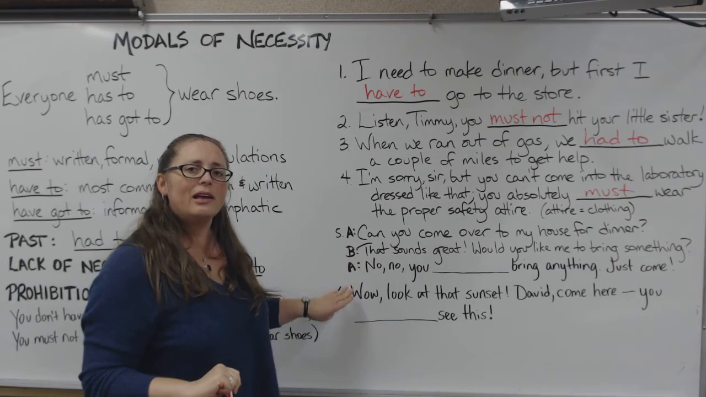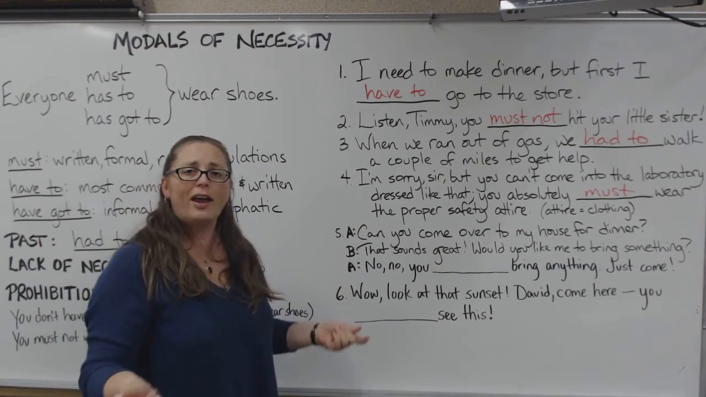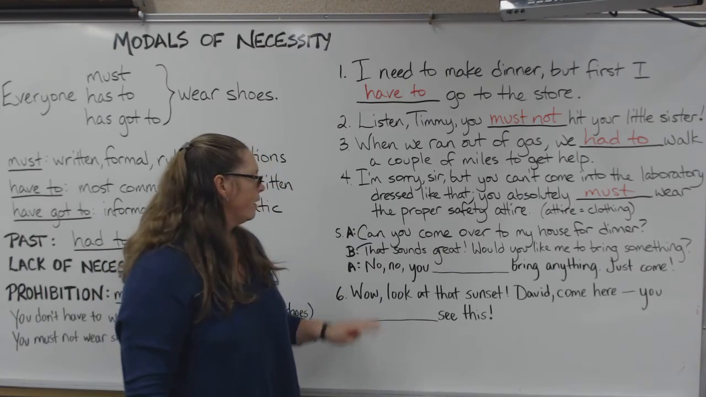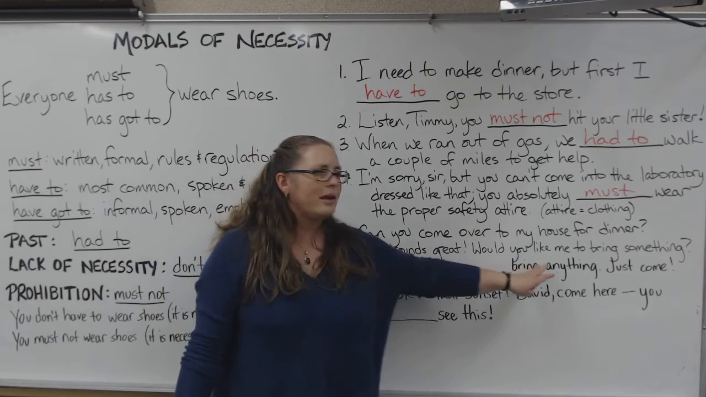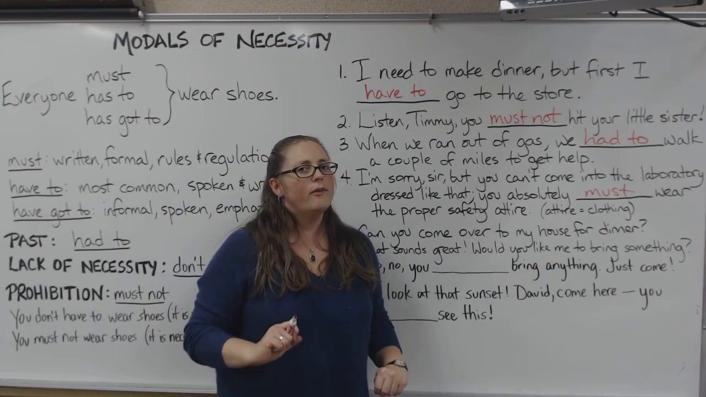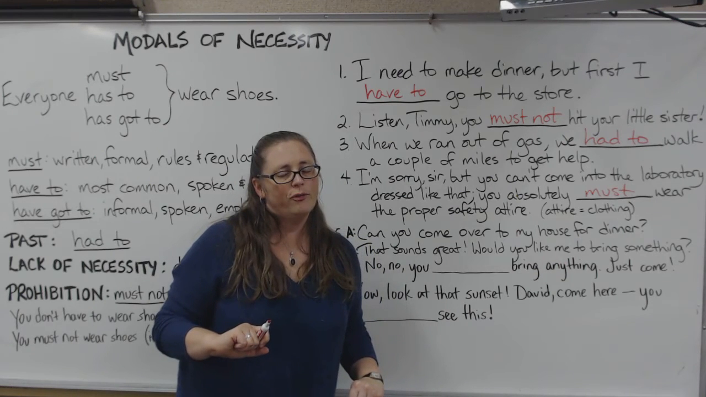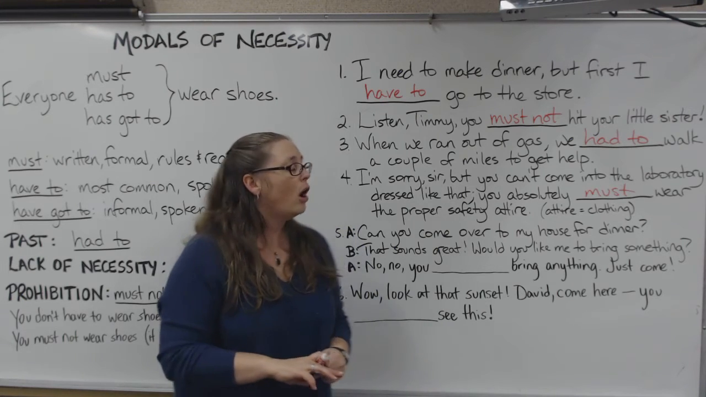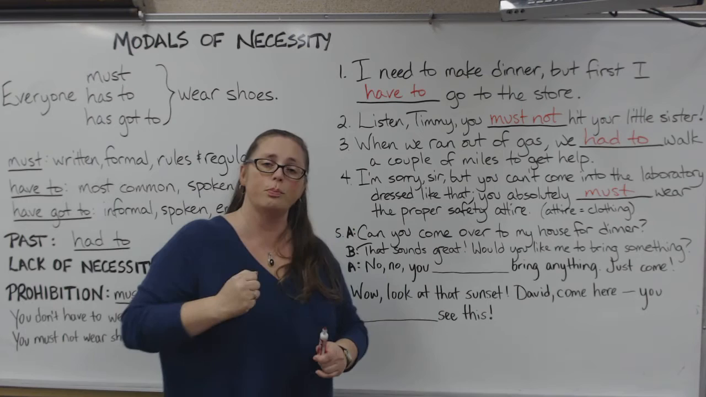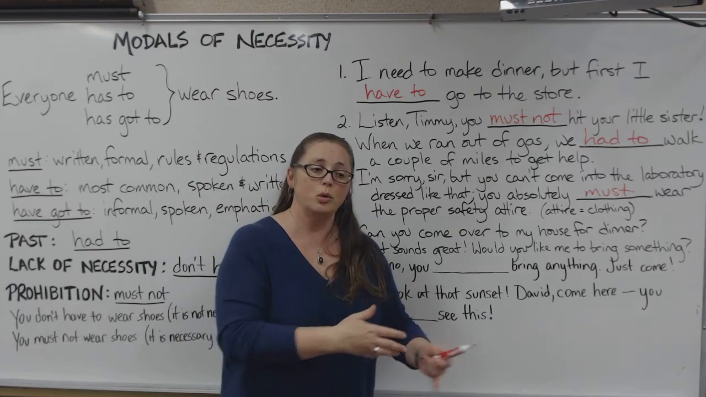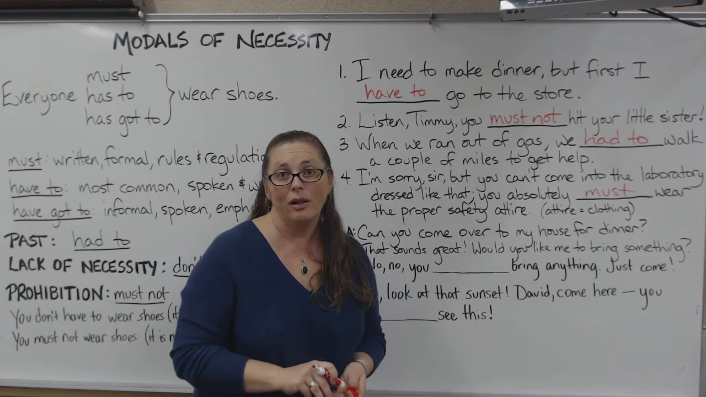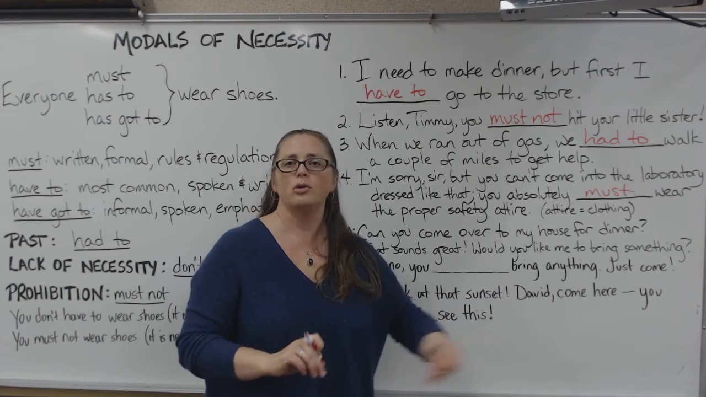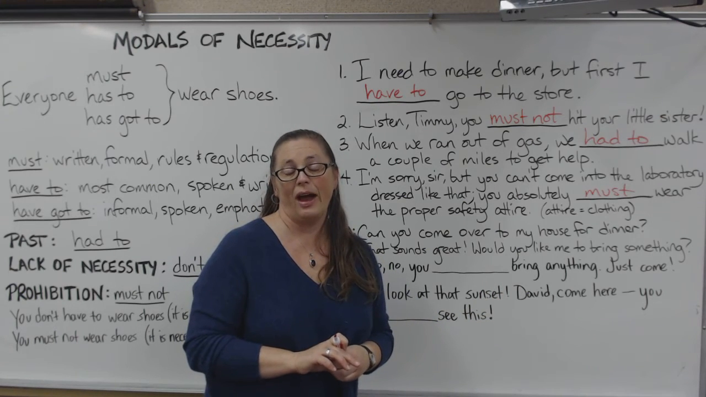Now, number 5 is a dialogue. So the first person is inviting the other person to dinner. Can you come over to my house for dinner? That sounds great. Would you like me to bring something? You know, if someone in the U.S. invites you for a meal at their house, it is very common to ask this question. It's common to ask if the person would like you to bring some food to share at the meal. So it's a bit different than in other countries where the host is expected to provide everything.